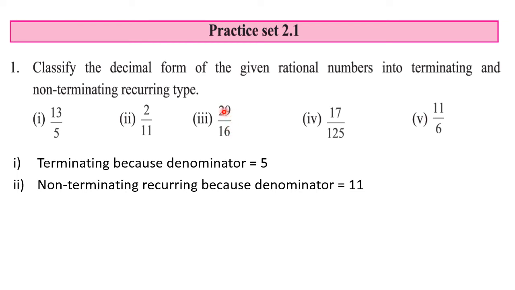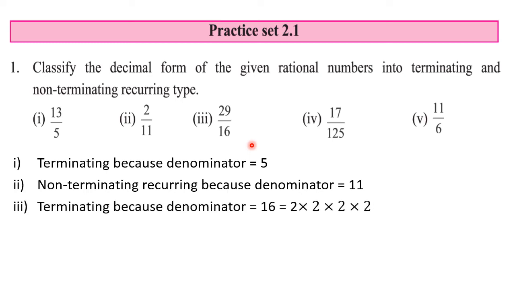Next, 29 upon 16. So think of 16. How will you express 16? 16 you can write as 2 into 2 into 2 into 2, 4 times. So here the only prime factor is 2 and therefore it is terminating. Okay, terminating because the denominator is 16, which we can write in the form of 2 into 2 into 2 into 2, 4 times. Okay, so our condition is what? We should have the prime factors as 2 or 5. So here since we have 2 as a factor, it is terminating one.